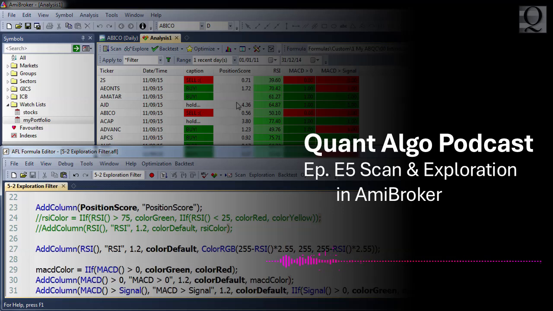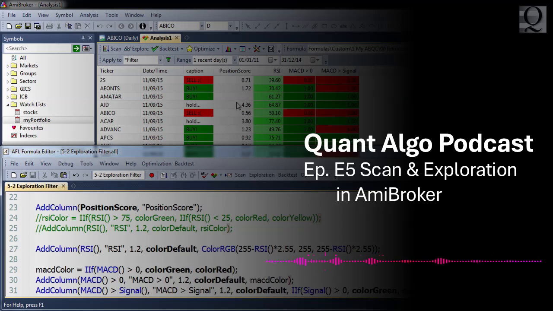So, okay, let's assume we've got our data all squared away, the most up-to-date stuff. Yep. The training then jumps into two main ways to find stock picks in AmiBroker. They call them scan signals and exploration filters. Yeah, those are the two big ones. Can you break those down for us a little?